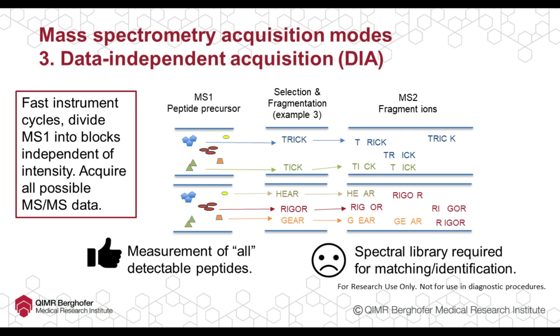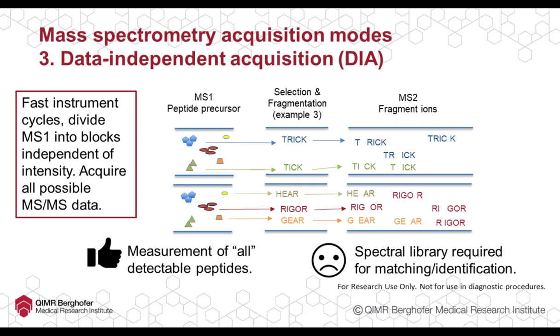However, the challenge is in the computational aspect, because at the MS2 level, a spectral library is usually needed to match and identify the peptides and then the proteins. And so the deconvolution can be rather challenging.